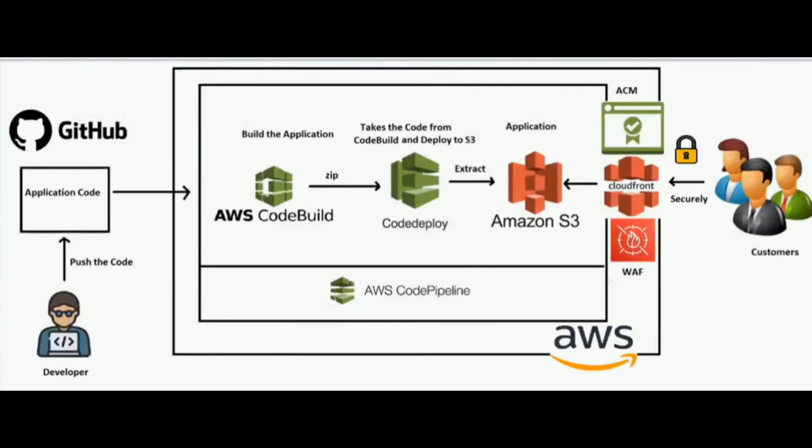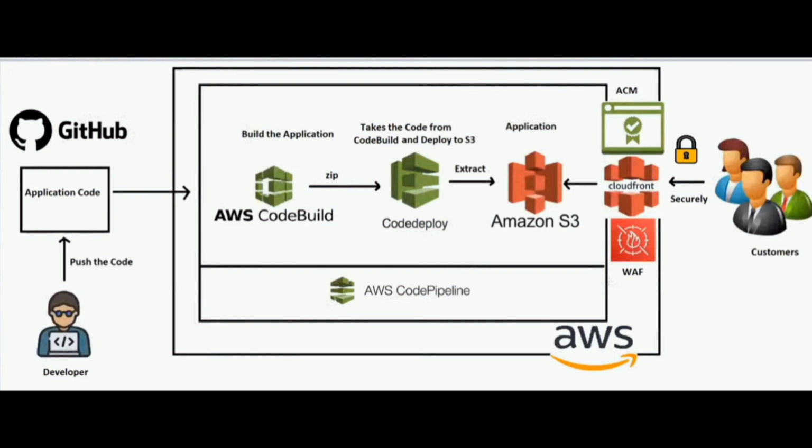Today I'm going to explain how to deploy a web application using an AWS CI/CD pipeline step by step with GitHub, AWS CodeBuild, CodeDeploy, and S3. So let's get started. If you are someone who is learning DevOps, AWS, and automation pipelines, this video is going to be very helpful for you.